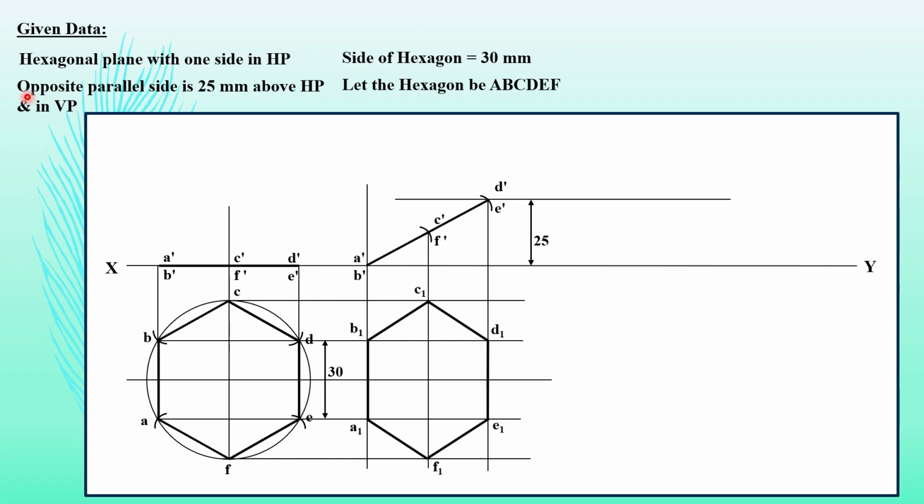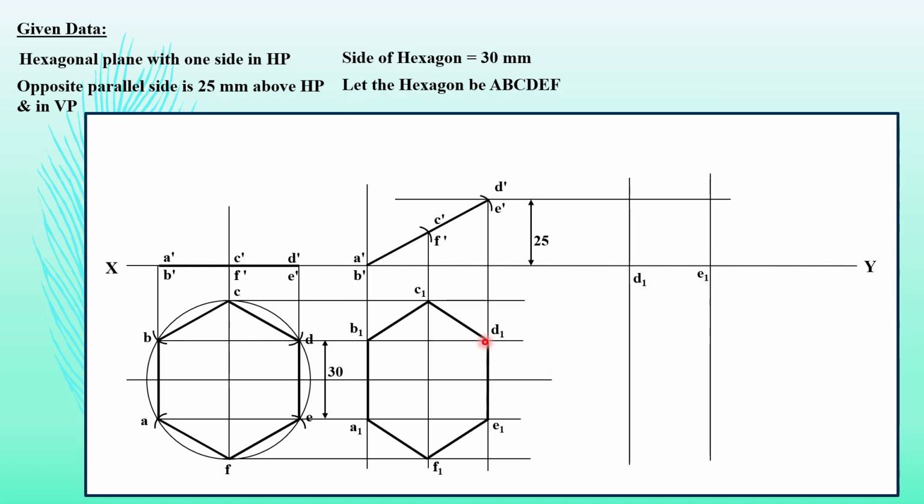What is remaining is you have to keep this opposite side in VP. So this is the resting side A1 B1 and the opposite side becomes D1 E1. You have to keep D1 E1 on XY line in the final top view. So taking a vertical projector, naming this point as D1. This is 30 mm, so taking 30 mm distance, drawing another vertical projector, naming this as E1. We have these two horizontal lines now being vertical.